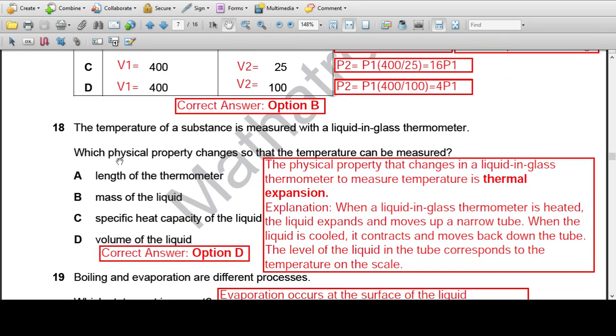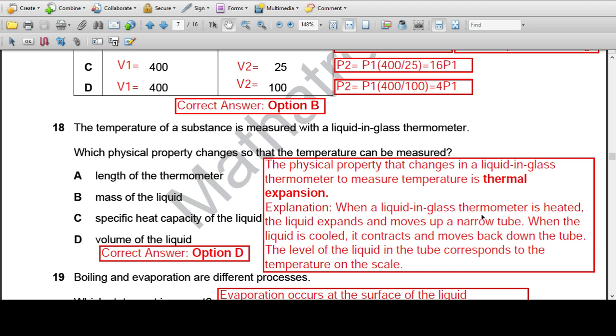Now question number 18. The temperature of a substance is measured using a liquid in a glass thermometer. Which physical property changes so that the temperature can be measured? We know whenever we heat a liquid, it always expands. So the physical property that changes in a liquid in a glass thermometer to measure temperature is thermal expansion.